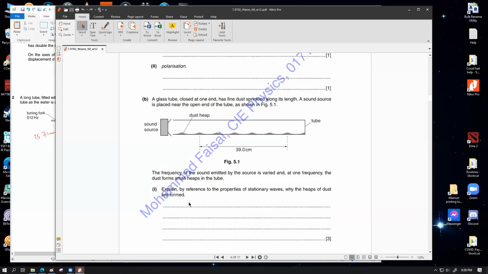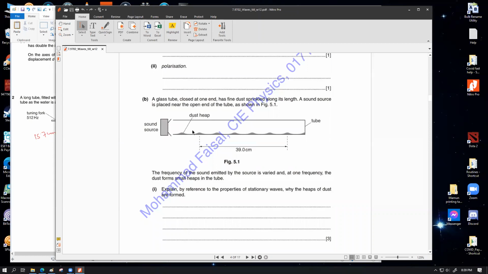the two sound waves, one coming from the sound source and another one reflecting off the right end of the tube, merge with each other, or you can write superposed onto each other, to produce a stationary wave within the tube. So I'm going to mention these two waves, one coming from the source and another reflected off the right end, which are producing the stationary wave.